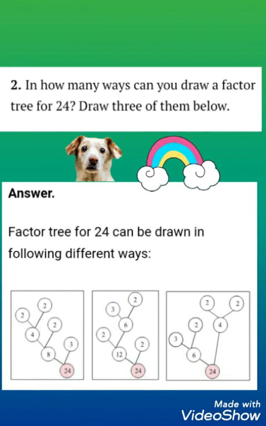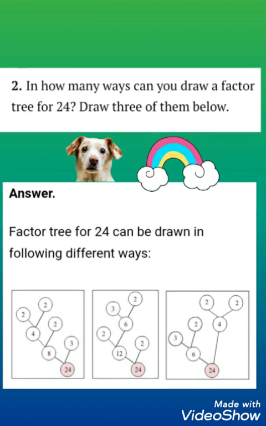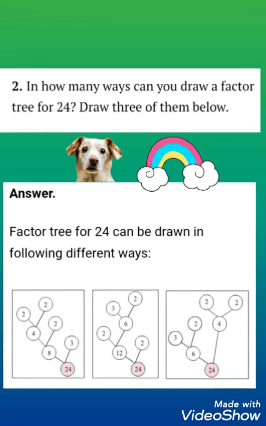So 6 I can break down 3 into 2, 6. 3 into 2, I will stop there because both are prime numbers. And 4, how can I break? I can break it like 2 into 2, 4. So 2 into 2 I have broken down, and then the branches you can see over there, I will stop there because 2 is a prime number, so I cannot break it down into smaller parts.